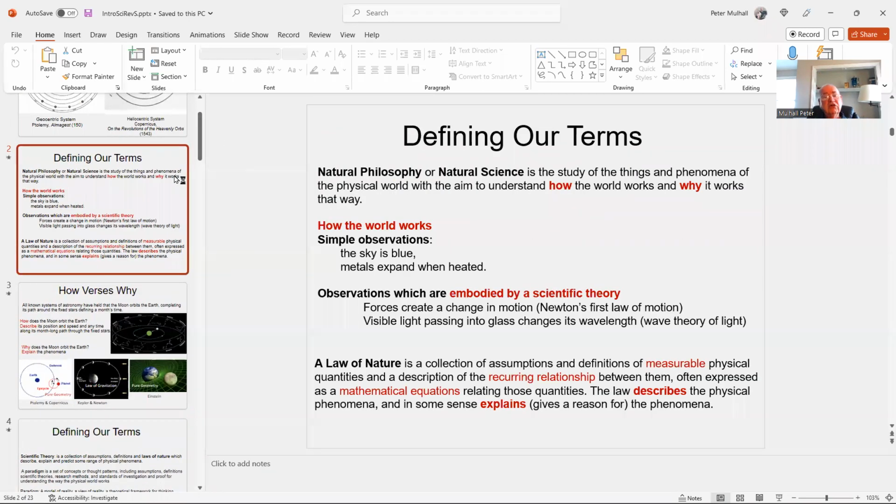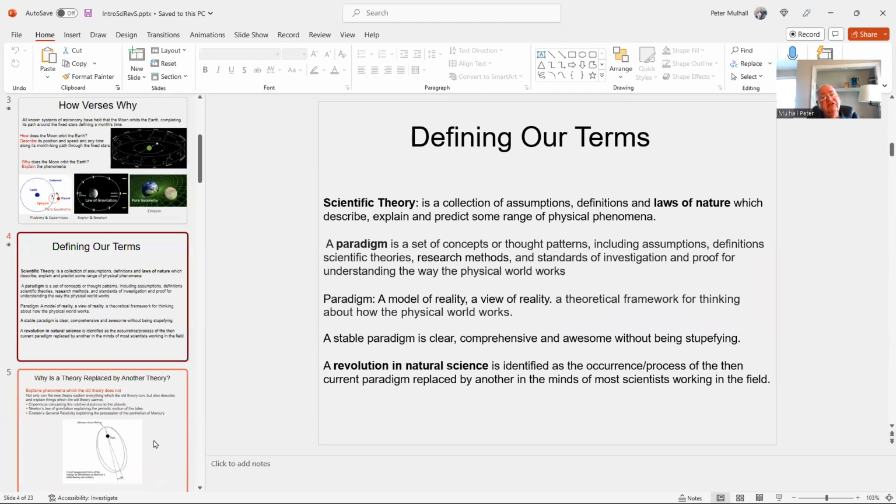Let's see if we can go back to the distinction, because it is an important distinction that you're making. A law of nature is something a bit narrower. It's a collection of assumptions and definitions of measurable physical quantities which describe and explain. That's a law. For example, the law of gravity, the laws of electromagnetism, the laws of the focusing of lenses in glass with light.